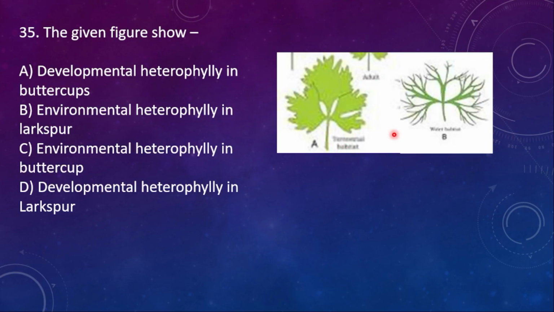Now the given figure, these two, is what? A. Developmental heterophyly in buttercup, environmental heterophyly in larkspur, environmental heterophyly in buttercup, developmental heterophyly in larkspur. This is not larkspur, so it will be among the buttercup only. So, it is developmental heterophyly in buttercup.